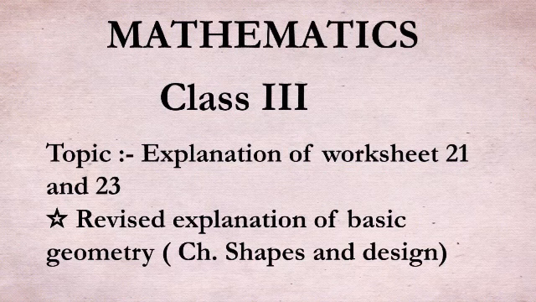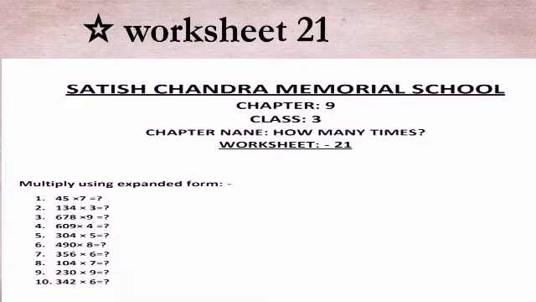So today we are going to discuss worksheet number 21 and worksheet number 23. First, worksheet number 23 from the chapter Shapes and Design, and today we are also going to discuss the basic geometry explanation from the chapter Shapes and Design. Just have a look at worksheet number 21. It is based on multiplying using expanded form. I will show you the solution. You have to check it.